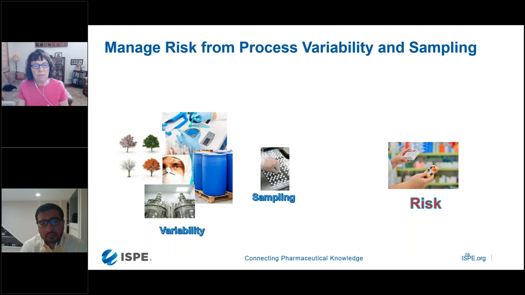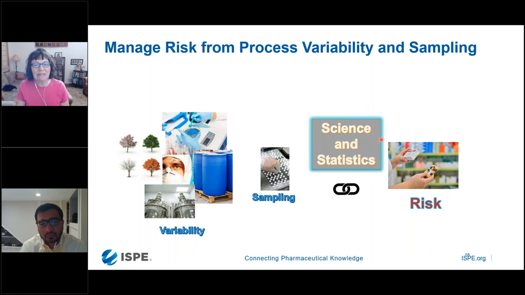We're taking a sample. So how do we live with all this variability and sampling, but be able to say that, hey, there's no risk to that patient. Every one of those capsules will be the product quality that we intend and claim. How do we do that? Well, it's a combination of science and statistics. It's a very powerful combination across the life cycle that we apply. And we'll talk in some detail about how we make that combination.